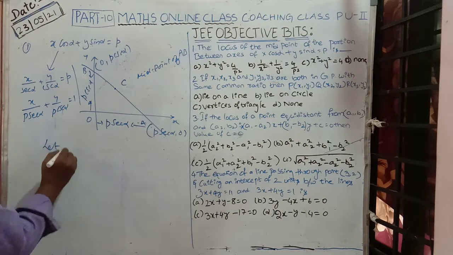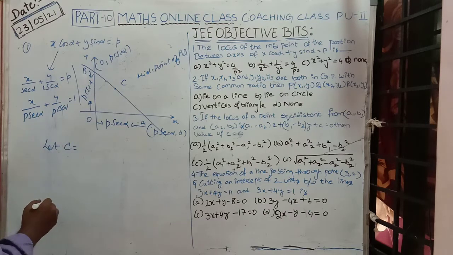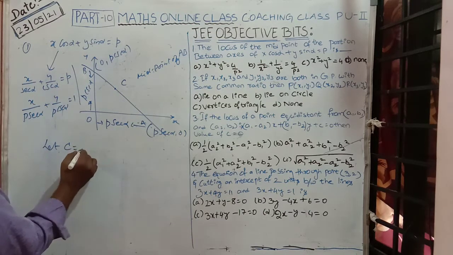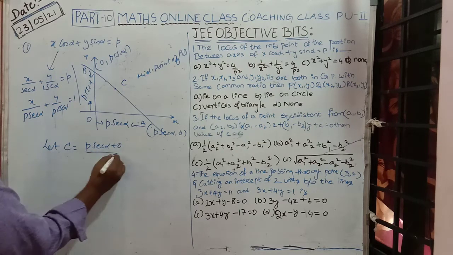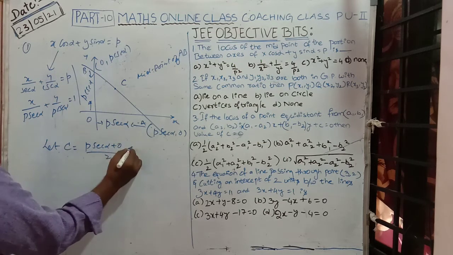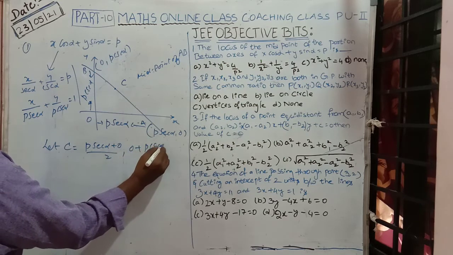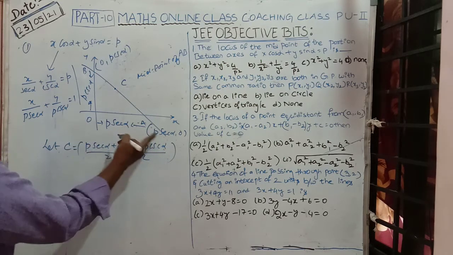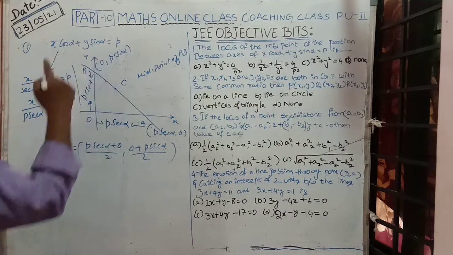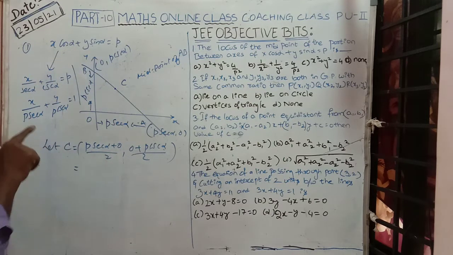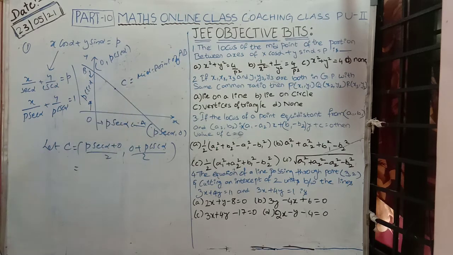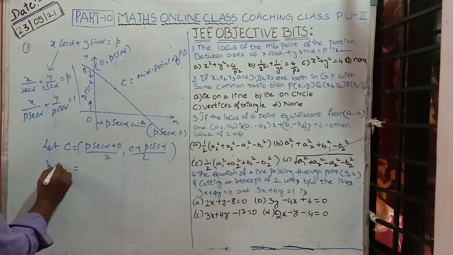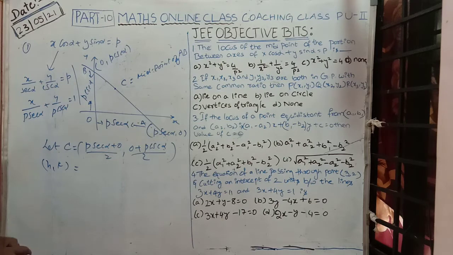Let C be the midpoint. We know it. What is the midpoint? It is (p secant alpha plus 0) by 2, and (0 plus p cosecant alpha) by 2, because it is (x1 plus x2) by 2, (y1 plus y2) by 2. The locus of the midpoint is taken as C. Let it be (h, k). You have to learn this concept in h, k.